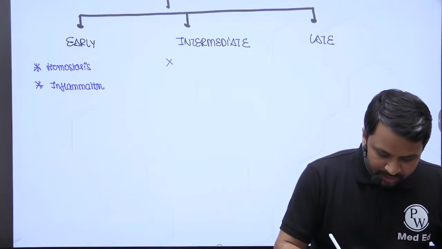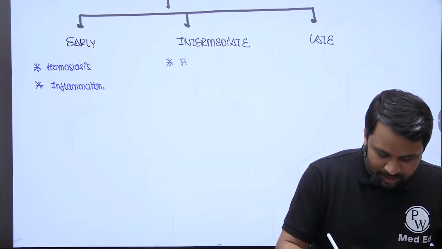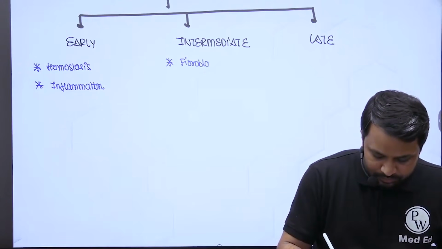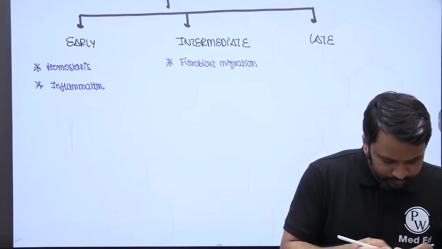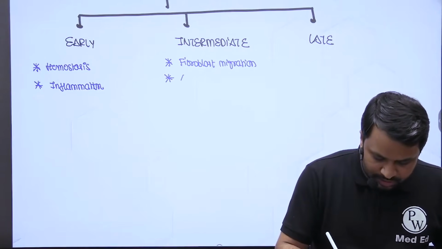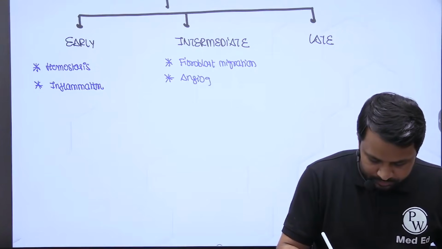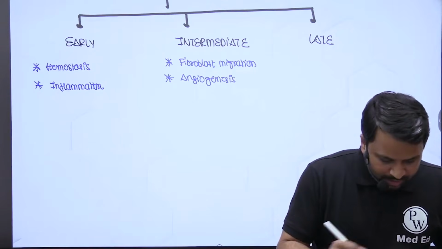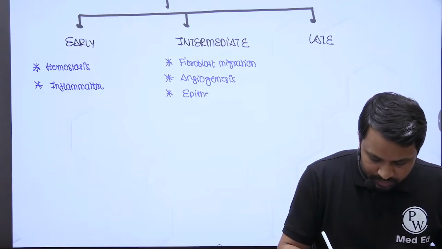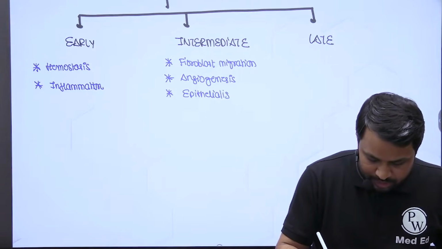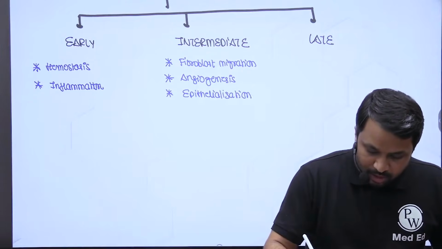Now in the intermediate phase, you will have fibroblast migration, then you have angiogenesis, and epithelialization. Right? These are your intermediate. What are the late phases?